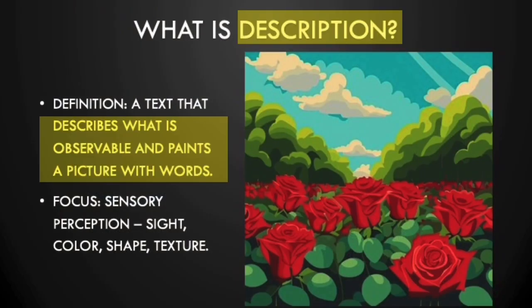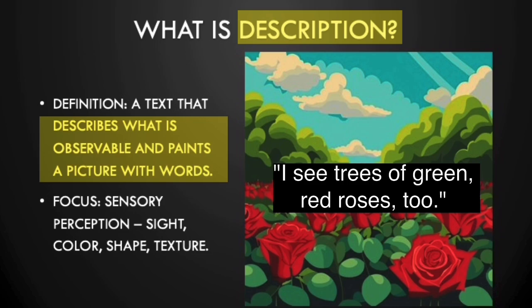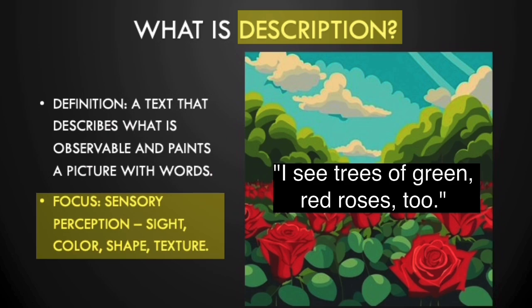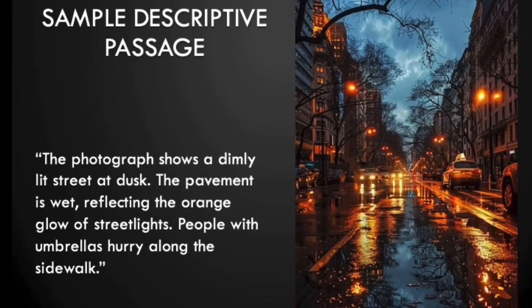Description is a text that describes what is observable and which aims to paint a picture through words. Like in this line from a song, "I see trees of green, red roses too." The focus is on sensory perception of sight, color, shape, and texture, and it ends where interpretation or emotional reaction begins. Another sample description is, the photograph shows a dimly lit street at dusk.